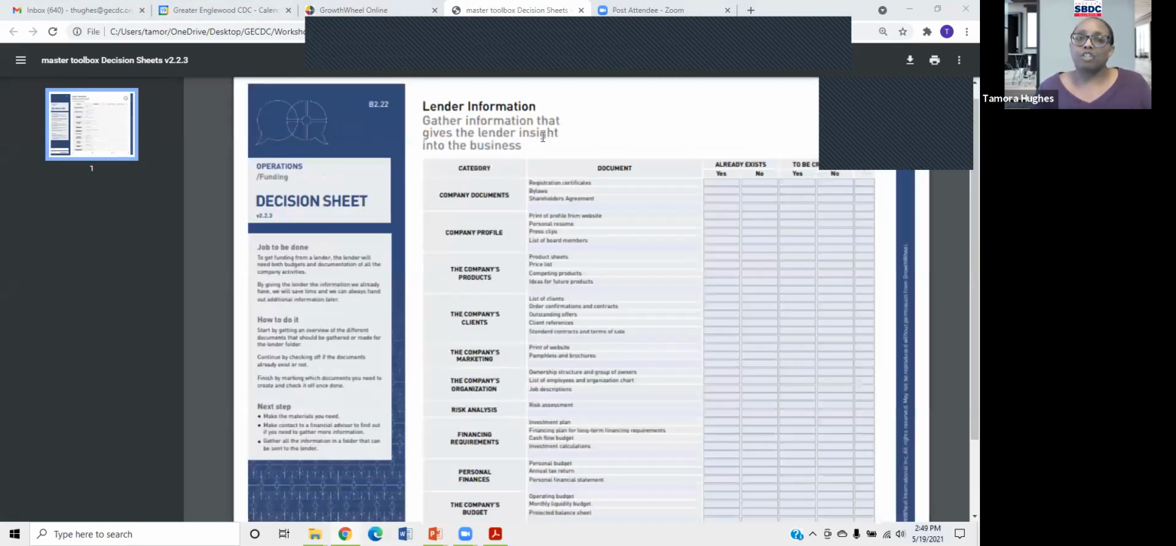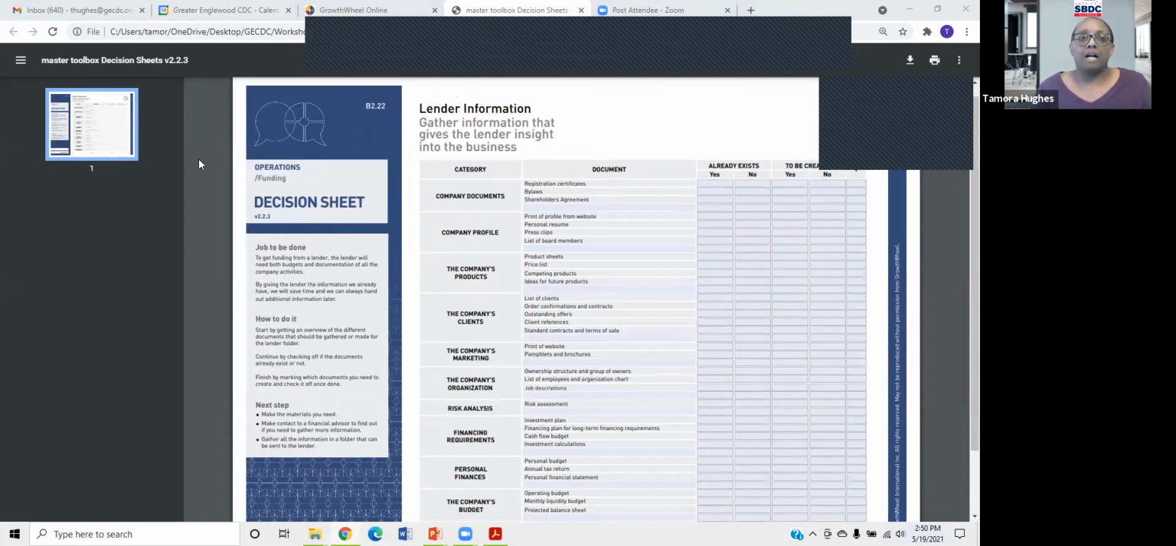This is the worksheet that helps you to gather your information and make sure that you thought about items that potentially your lender will ask for. So as you gather this information, it will give you some insight for yourself as well as the lender about who you are.